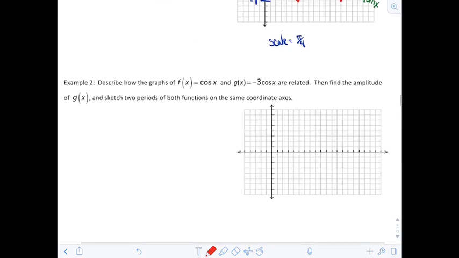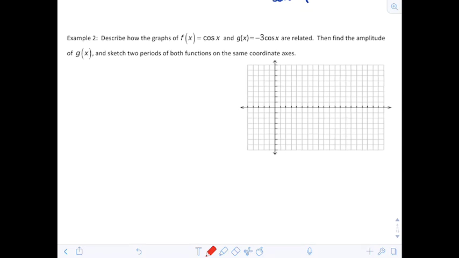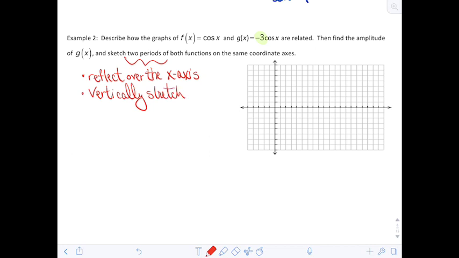Good. Okay. Next one. Describe how the graphs of f of x equals cosine of x and g of x equals -3 cosine of x are related. Then find the amplitude of g of x, and sketch 2 periods of both functions on the same coordinate axis. So the -3 is actually going to reflect the cosine graph over the x-axis. And the 3 will vertically stretch g of x by a factor of 3.